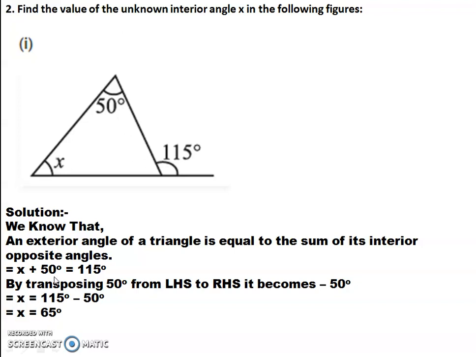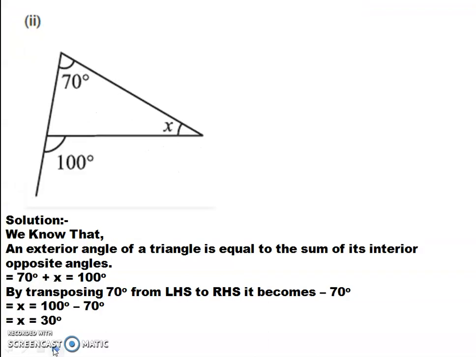Subtraction is done when the exterior angle is given and one of the interior opposite angles is given. Students, remember the figure. If the exterior angle and one of the interior opposite angles is given, you will do subtraction. Clear? So, here the answer is 65 degrees. 115 degrees minus 50 degrees, that is x is equal to 65 degrees.